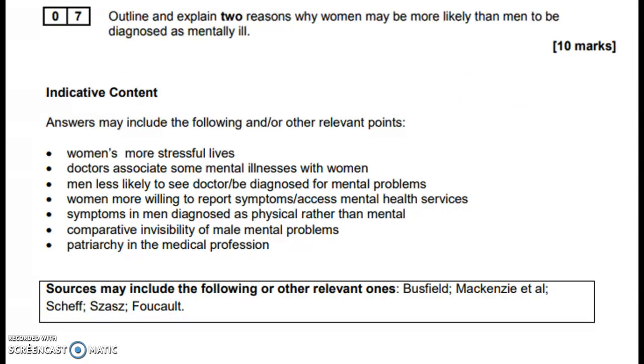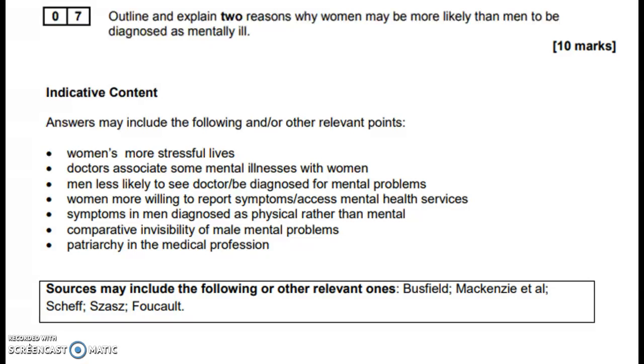Okay, so the first question that I'm going to deal with today is looking at outline and explain 2 reasons why women may be more likely than men to be diagnosed as mentally ill. So for the majority of you, this question was answered the best, and it involved looking at the different reasons that we've looked at for health inequalities in gender, but then taking it one step further and applying it directly to mental illness. Now, this is the content from the mark scheme that suggests different ways that you could make a point in relation to this question.